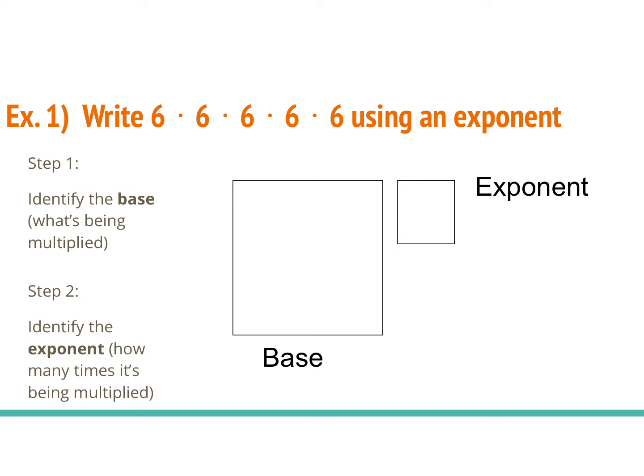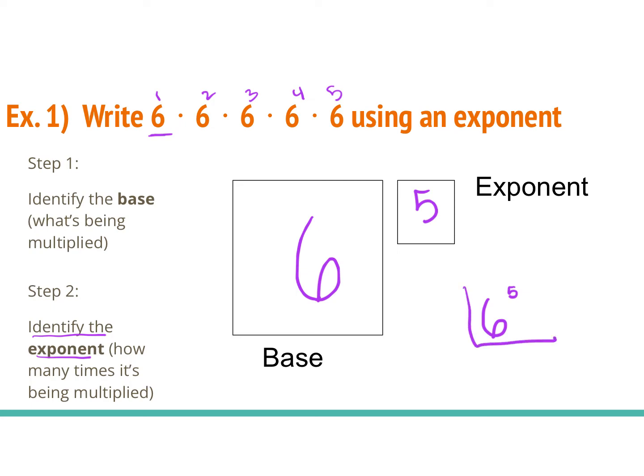All right, so we're going to write 6 times 6 times 6 times 6 times 6 using an exponent. First we need to identify the base. The base is the number that's being multiplied, so my base is 6. Then we need to identify the exponent, which is how many times it's being multiplied. Let's count: 1, 2, 3, 4, 5. So my exponent will be 5, and it's going to be 6 to the 5th. How we write it is the 6 is the normal 6, and the 5 goes up at the top right, and it's smaller in that top right area.